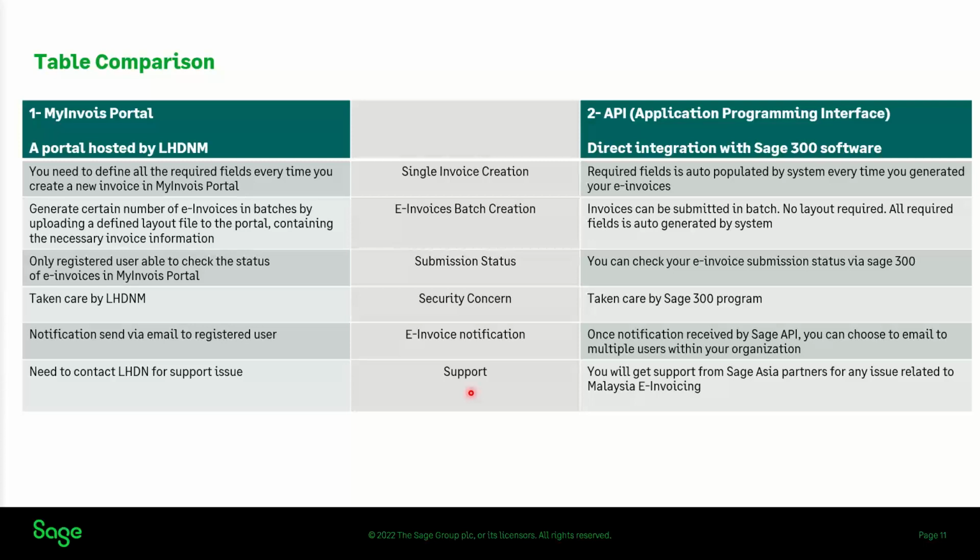And the last point is actually on the support. If you have an issue during your invoice submission and you are using the MyInvoice portal, there is no other way. You need to contact LHDN for any support issue. If you are using the Sage 300 API, you will get support from Sage Asia partners. And eventually, if your partner cannot solve it, it will go back to our level 2 support, Sage Asia level 2 support.